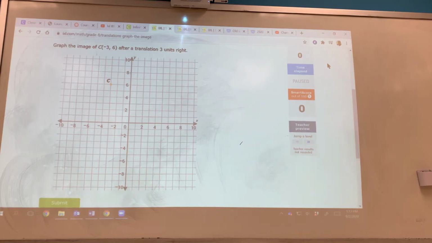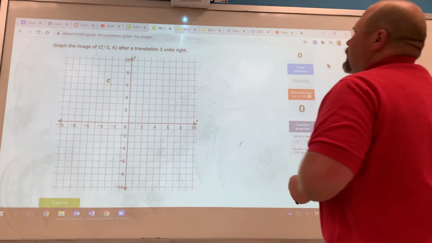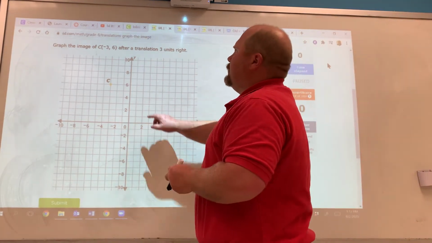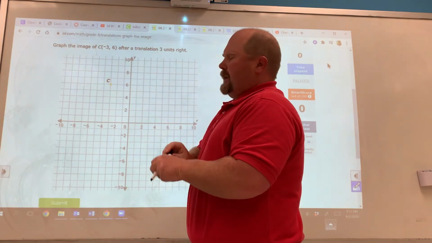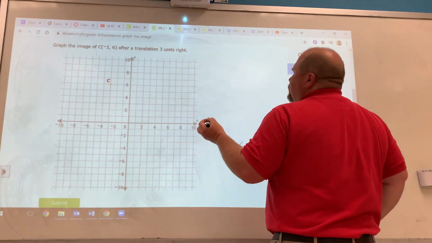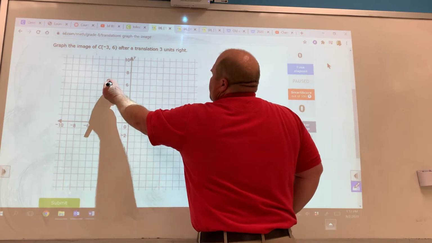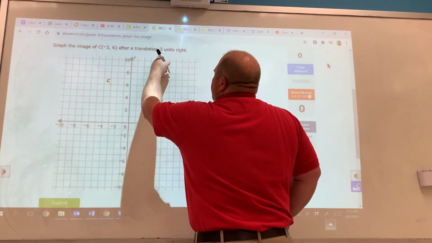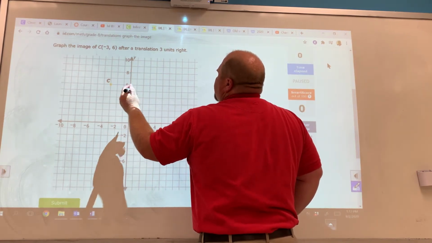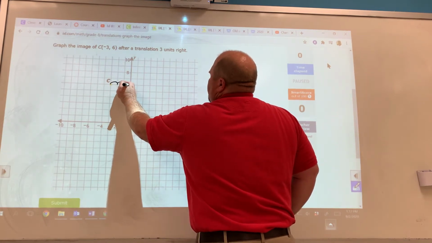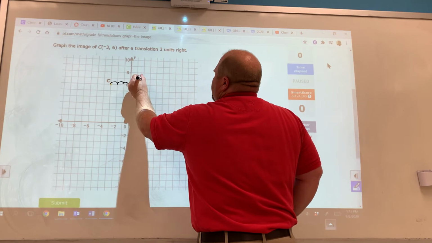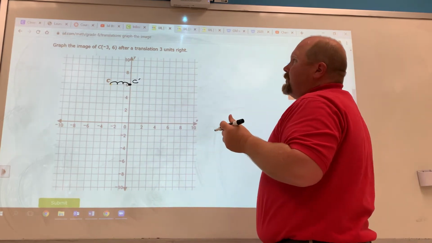All right, this is IXL 8th grade P.6. And it says graph the image of point C, which is located at -3, 6, after a translation 3 units to the right. So most people are going to come in here, go to point C, and translate, which means to slide 3 units to the right. So they're going to go 1, 2, 3, and then say this is point C prime. And that is all you have to do.